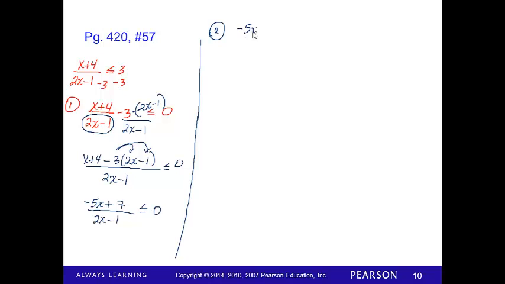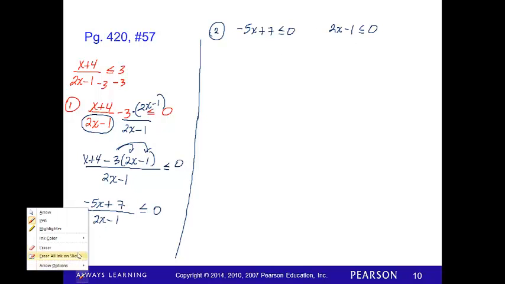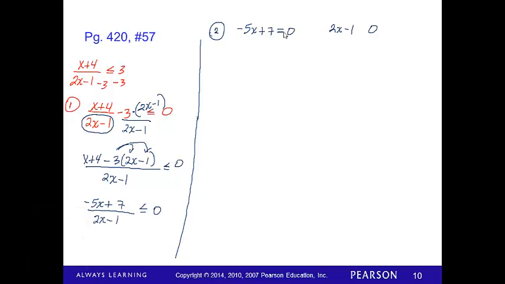Numerator, negative 5x plus 7 less than or equal to 0. And the denominator, 2x minus 1 less than or equal to 0. Oh, I'm sorry. My fault. Equal to 0. Remember, at this point, we ignore our inequality signs and we turn it into an equation because we can solve those. So go ahead and solve each equation. So this one will come out to be x is equal to 7 over 5. And this one will come out to be x is equal to 1/2.